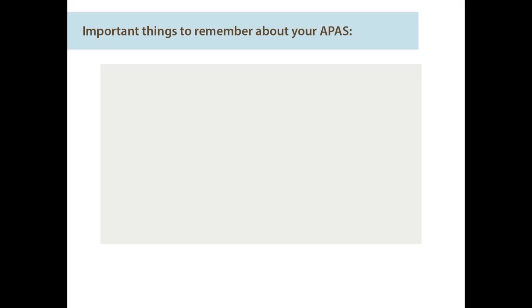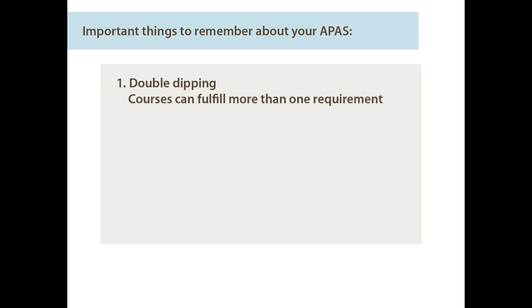All right, we've reviewed all of the requirements of the APAS, so let's finish up with some incredibly important things to remember. You will not need to take one course to fill each of your sub-requirements. Many courses can fulfill more than one requirement. For example, a course might meet both a liberal education core and theme requirement. A course that is required for your major might also meet a writing intensive requirement. Work with your advisor to make efficient course choices.